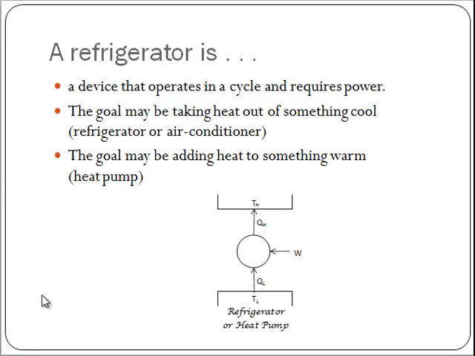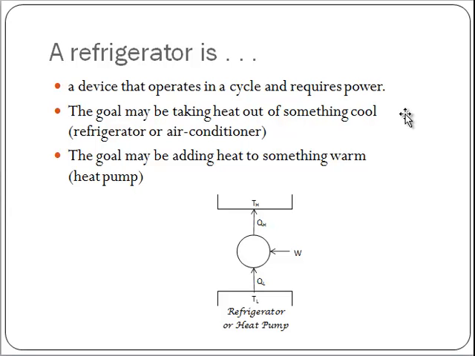Now, if you'll recall, a refrigerator is a device that operates in a cycle and requires power. Conversely, the heat engine was a device that operates in a cycle and produces power. A cycle meaning that the initial state is the same as the final state, and power being the net power of all the different places where work is done or required. And so refrigerators are going to require power, meaning that the work is going to be into the system.